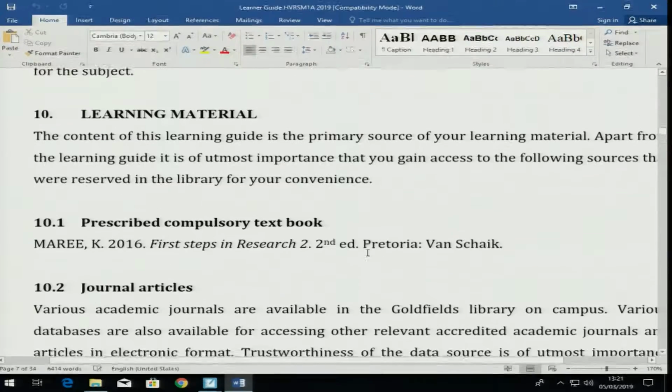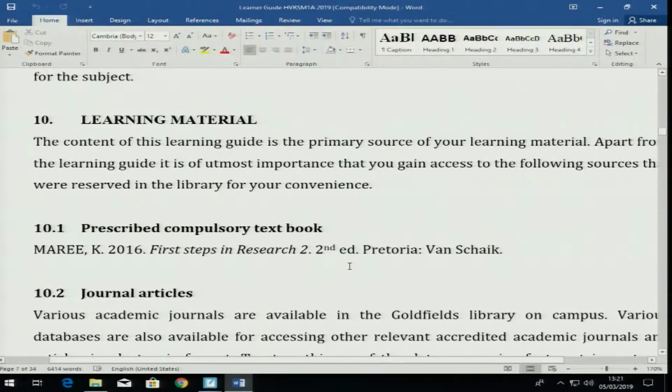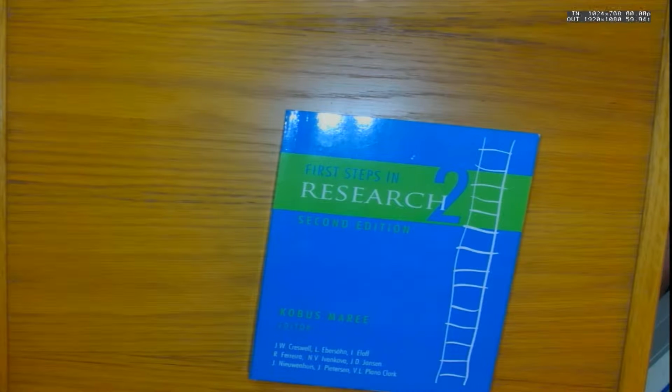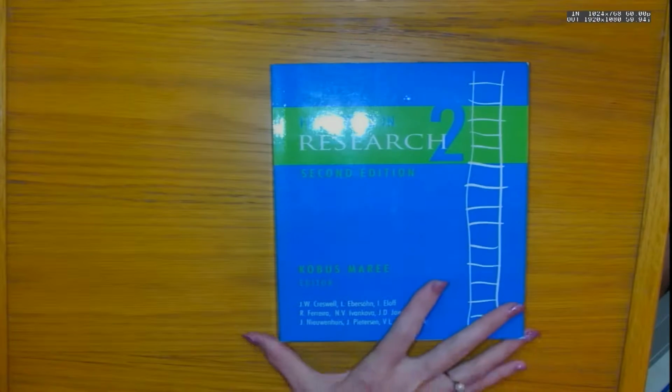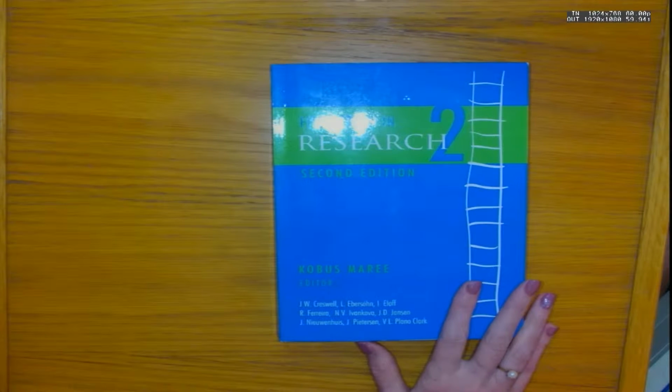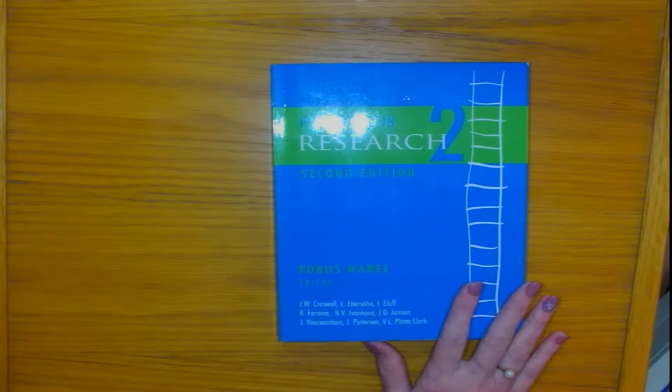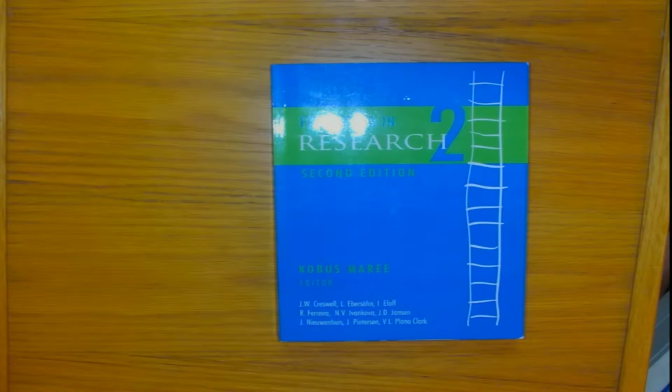I'm not going to go through the rest of these. I'm just going to quickly show you some of the state-of-the-art equipment we have, and move away from the PowerPoint and show you that this is the textbook that is prescribed for this year. It is First Steps in Research, second edition, from Cobus Maria. So if you want to take a photograph, look, or write it down, you are most welcome.